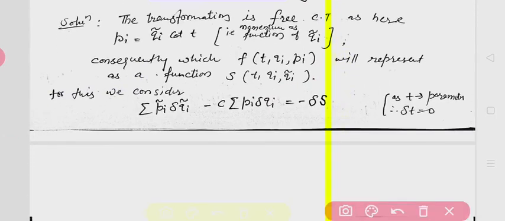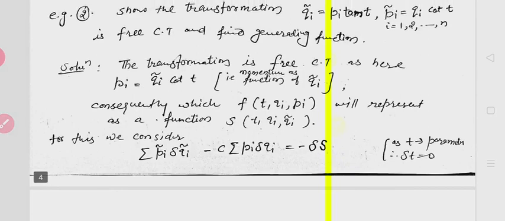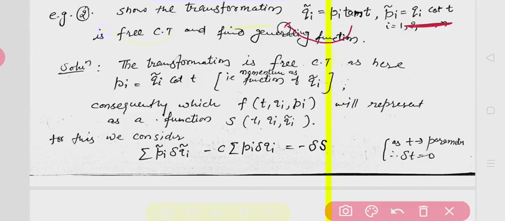we will consider summation pi tilde delta qi tilde minus c of summation pi delta qi is equal to minus delta s. Because t we are considering as a parameter, so delta t will be 0. We didn't write that term, right? So this will be equal to minus delta s. If I solve this one, pi tilde into delta qi tilde, but pi tilde I don't want. What is pi tilde? Pi tilde is qi cot t. Okay. And what will be the value of pi? qi tilde into cot t. Okay. So I will just place the value for this.